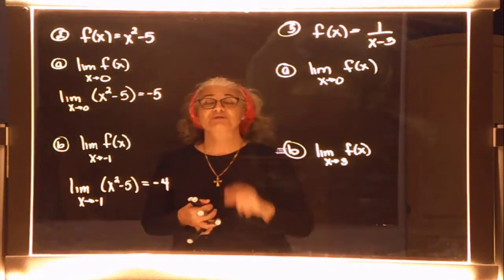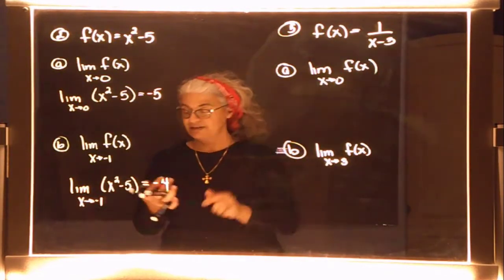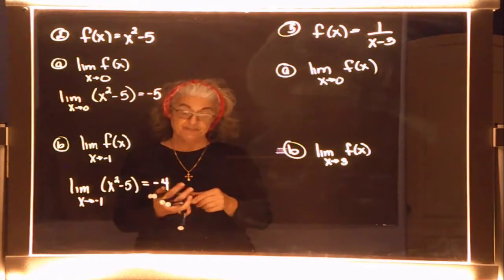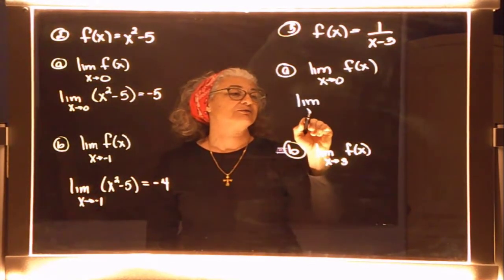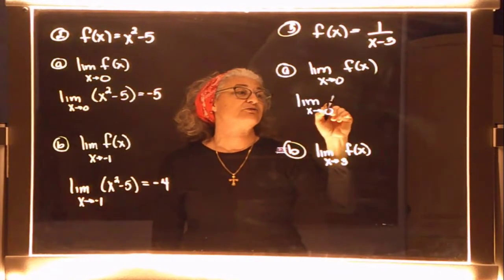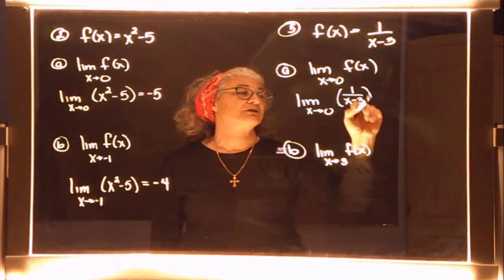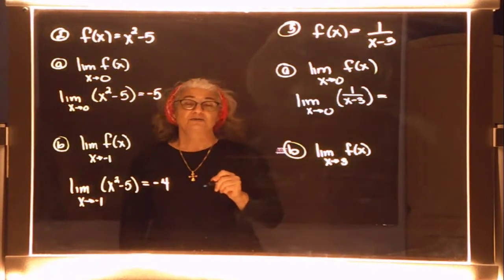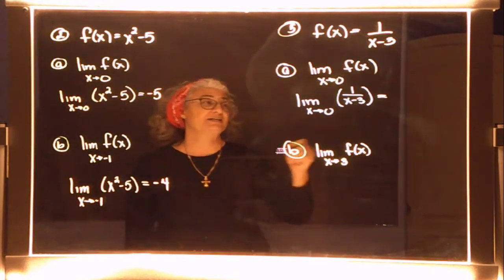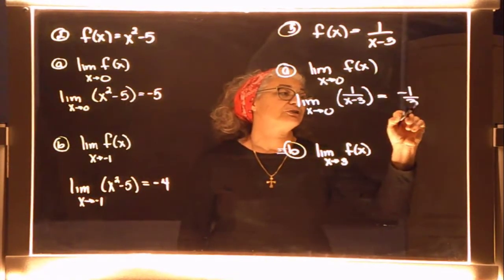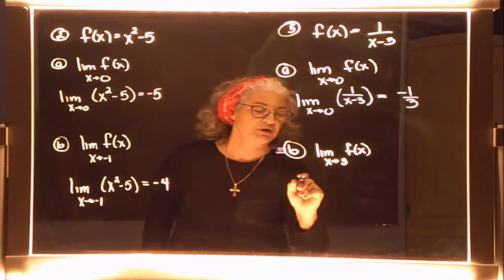Cool. Let's look at this third example. Here's my function, and let's look at the limit. So the limit of this, and again, I'm going to rewrite. So the limit as x approaches 0 of this function 1 over x minus 3. What would I get? What do you think? Yeah, you can plug that in, so you get a -1/3, don't you? Correct?